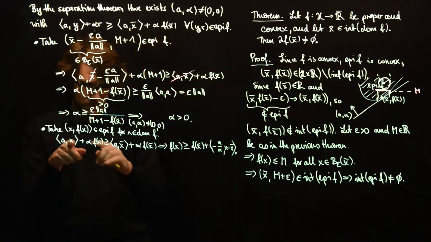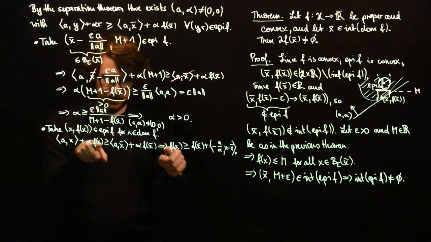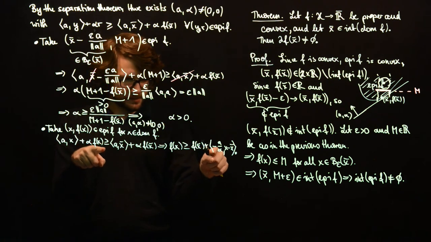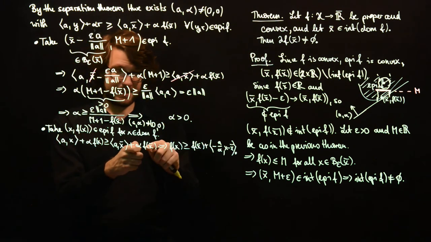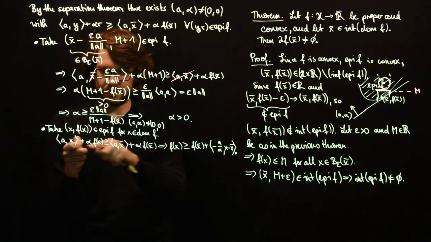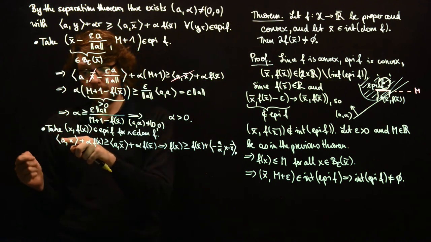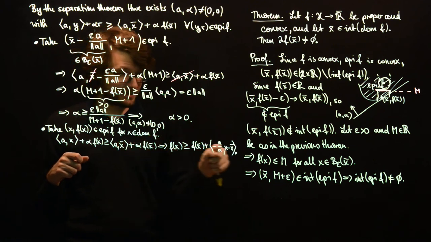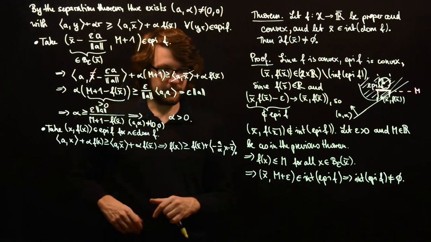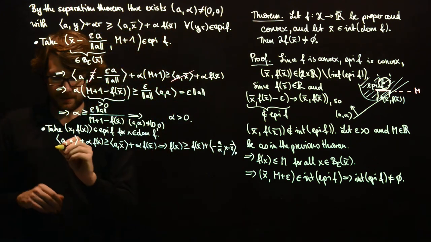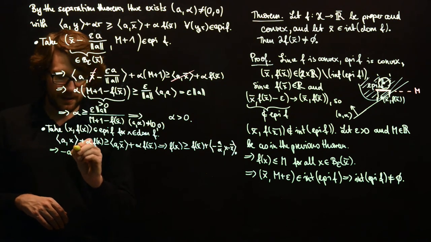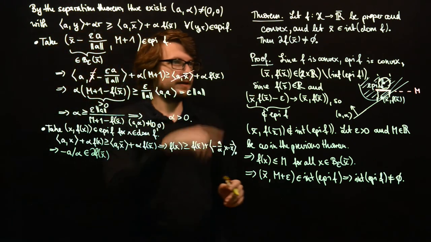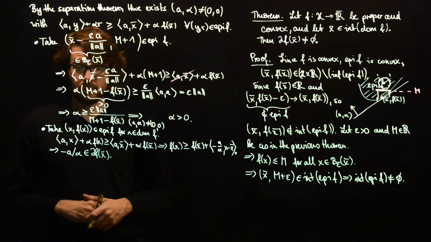Okay. Let's check. We divide by alpha. So f of x bar is correct, and we have minus x. So since this goes to the right hand side, we get a in the inner product with minus x, and minus a in the inner product with minus x bar, and everything divided by alpha. So this should be correct. So we have minus a over alpha is in the subdifferential of f at x bar, and this concludes the proof.